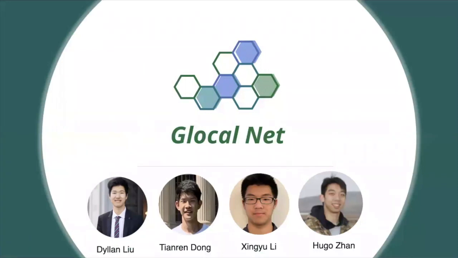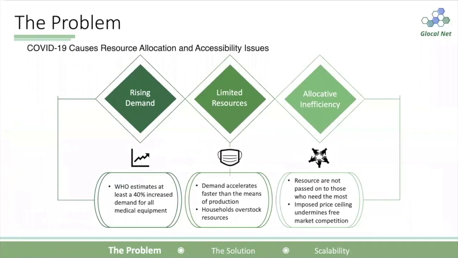Our project name is called Glocal. And the problem we're solving is the lack of resource issue caused by the global COVID-19 pandemic. Right now, there's the rising demand, and WHO estimates that there's at least a 40% increase in demand for all medical equipment. And this percentage can be much, much higher for essential equipment right now, like masks and gloves.